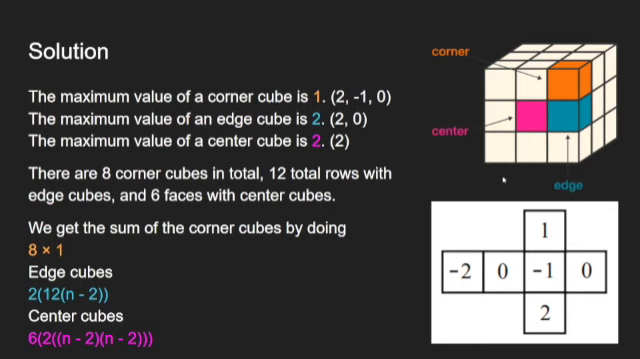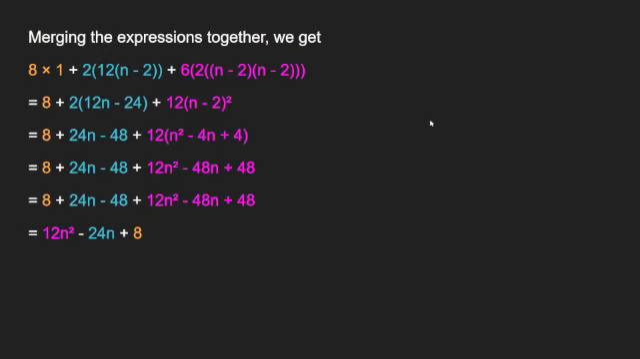And then for the center cubes, we do 6 times 2, so 6 since there are 6 faces containing center cubes, 2 because the maximum value is 2, and (n minus 2) times (n minus 2) because there are n minus 2 by n minus 2 cubes, since again the edge cubes are on the outsides. So merging the expressions together, we get 8 times 1 plus 2 times 12 times (n minus 2) plus 6 times 2 times (n minus 2) times (n minus 2), which is 8 plus 2 times (12n minus 24) plus 12 times (n minus 2) squared.